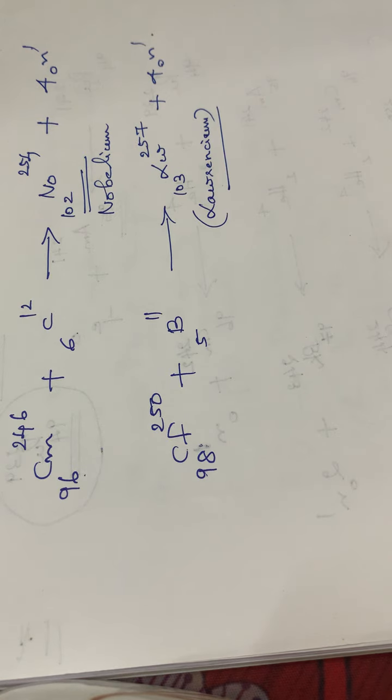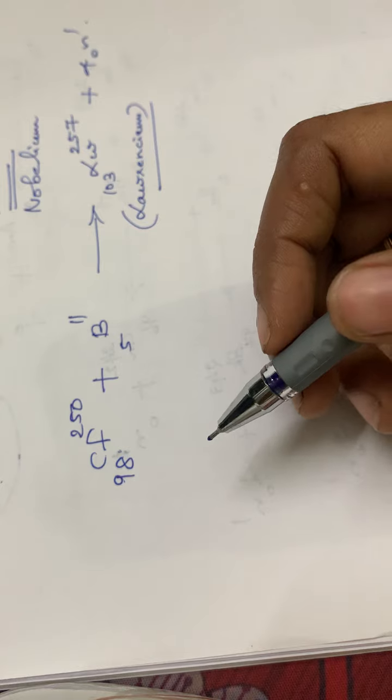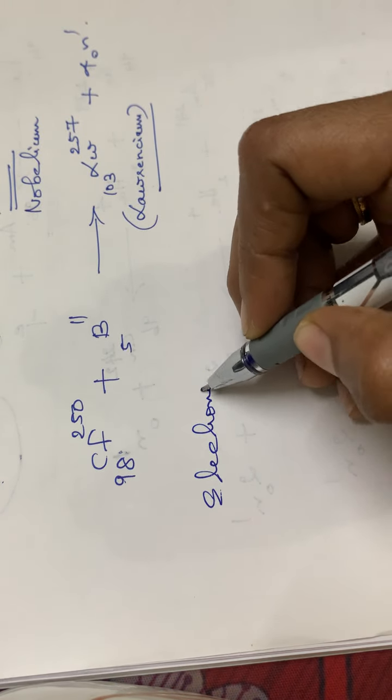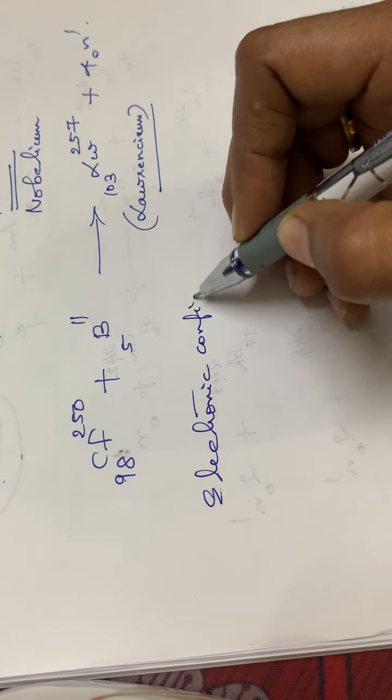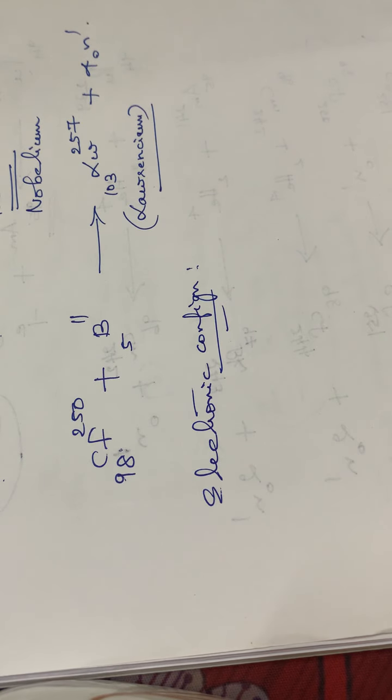Then next, we can go through the properties of these elements, these actinides. First comes the electronic configuration of these transuranic elements. The starting element is actinium. See here the electron filling: it is in the 5f orbital, isn't it? The electrons go into the 5f orbital.